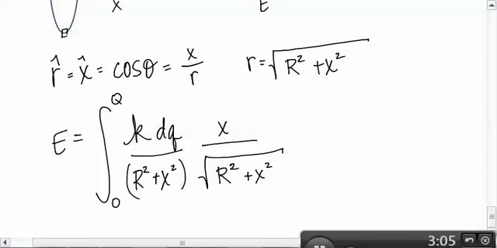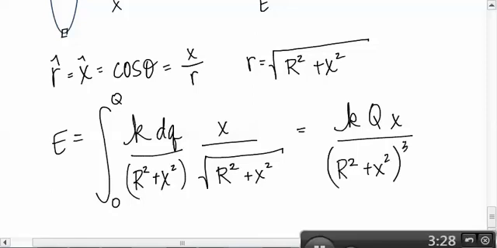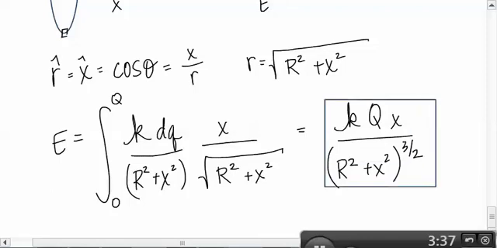X is constant, r is constant. The only thing that we're changing is we're adding up all the charges all the way around the circle. So would this be k Q x over, what's that? Capital R squared plus x squared raised to the 3/2? And that would be in the right form for our unit. Looks good.